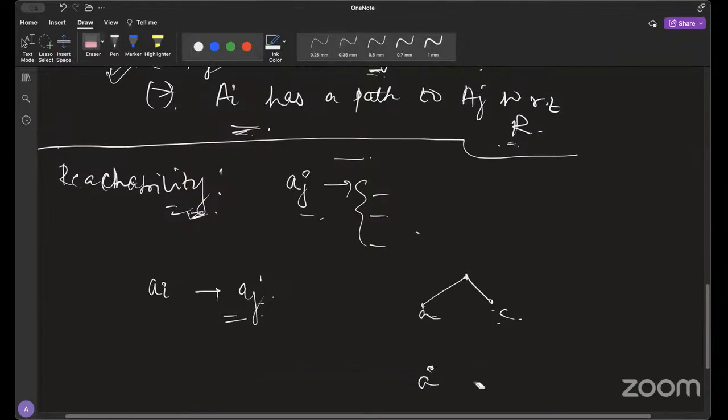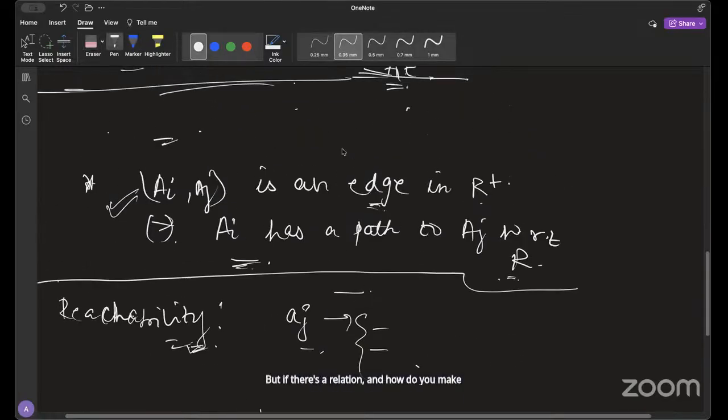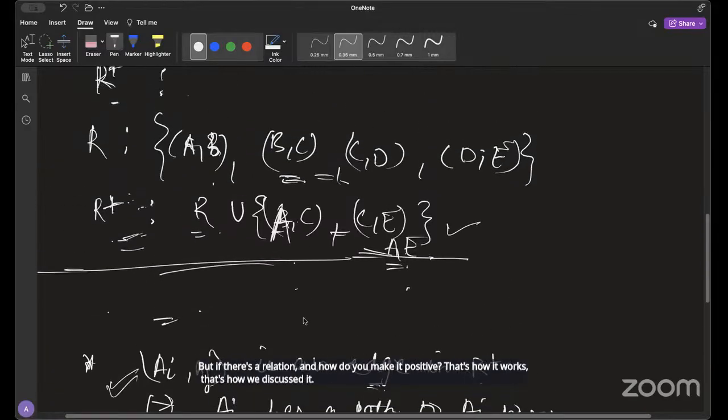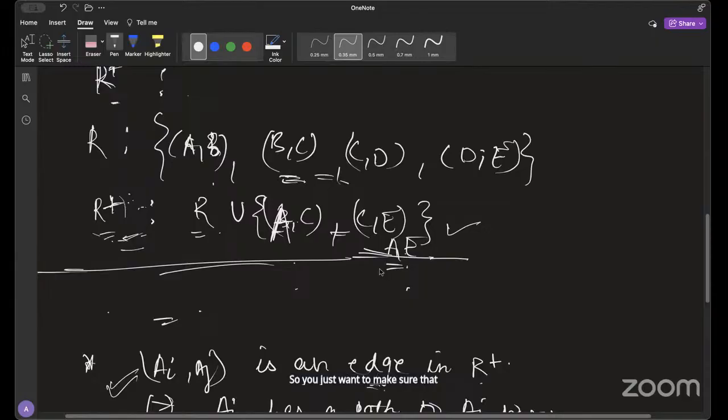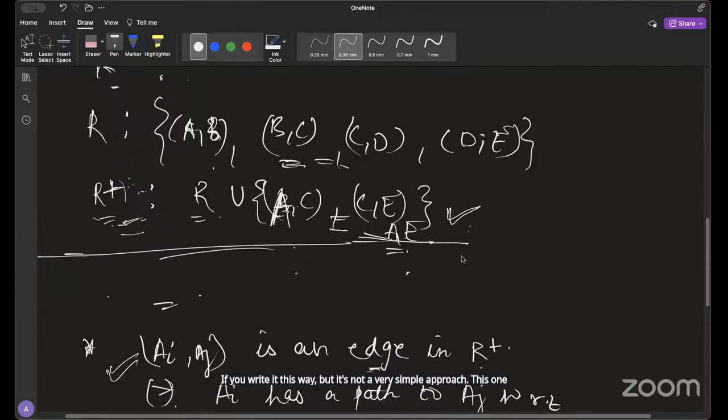Do you know how to make a set transitive? Yes, if there's a relation. That's how we discussed it. So you just want to make sure that your R plus is a transitive set. That's it. If you write it this way, it's not a very simple approach. This one's not a very good approach to follow.